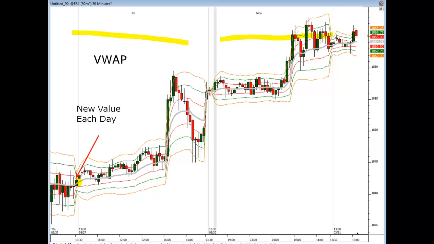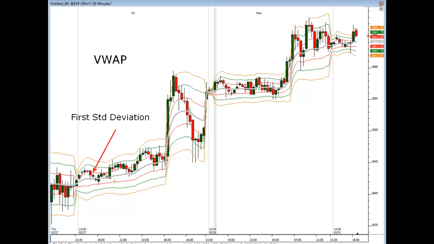And if you notice, here we begin with a new value. It's a new day. This was a new day between Friday and Thursday, and then certainly back here again when we get into Tuesday, we begin with a new value. It happens to be right about the same value as before, but technically every day begins with a new value. New value each day for our VWAPs.